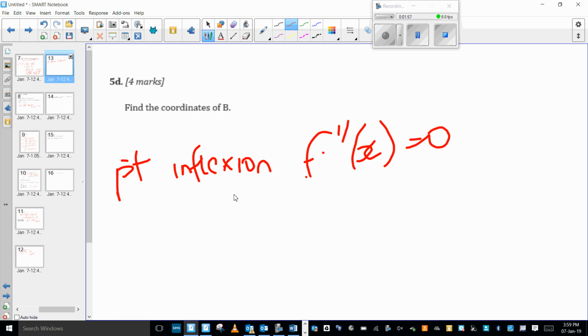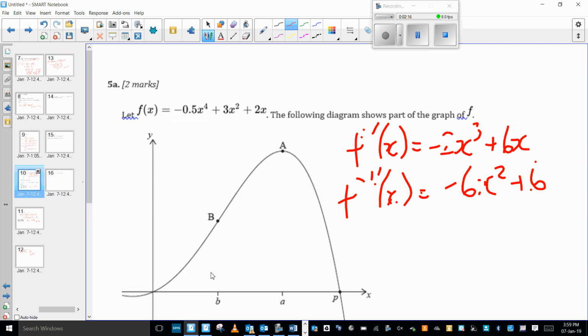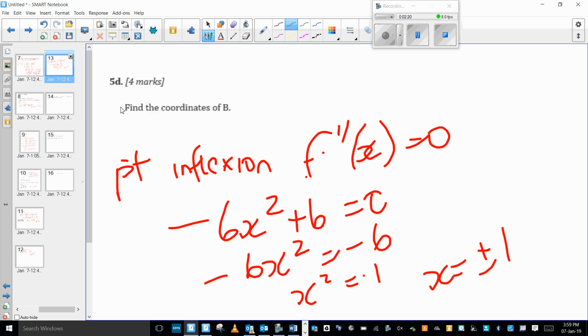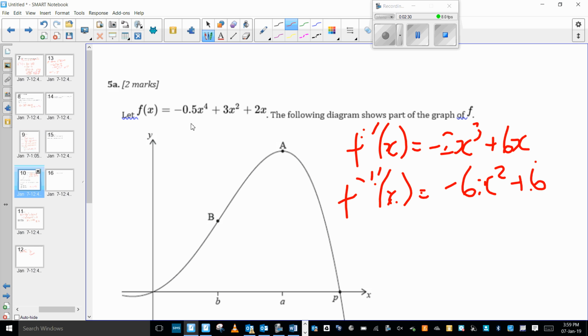So negative 6x squared plus 6 is equal to 0. So negative 6x squared equals negative 6, so x squared equals 1. That means x equals plus or minus 1. Looking at the diagram, this value must be positive 1. So x is 1, and that would make y, when we stick 1 into here.